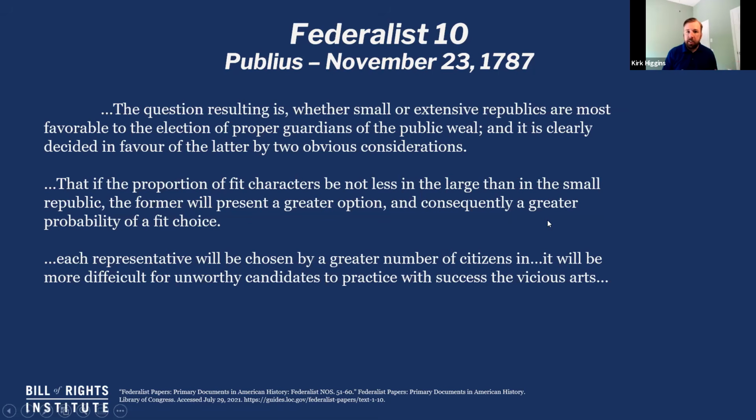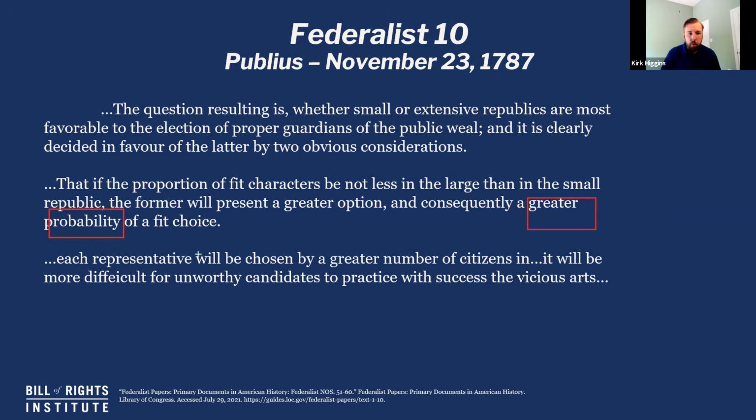So again, the question resulting is this: extensive republics are more favorable to the election of proper guardians of the public weal, and it is clearly decided in favor of the latter by two obvious considerations. What are those considerations? He says, look, if the proportion of fit characters be not less in large than in small, consequently, we've got a greater probability, right? In other words, there are just more people in an extended republic. Great. If you've got more people, the odds of us choosing someone that's going to be good are greater. That's positive. He also says each representative will be chosen by a greater number of citizens.